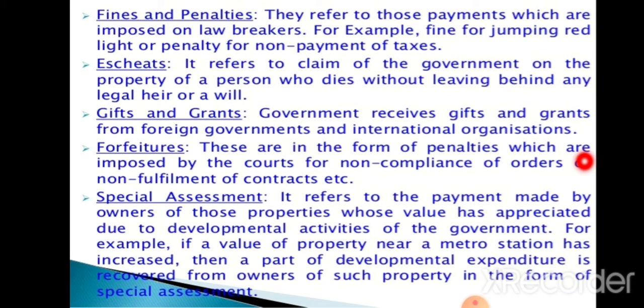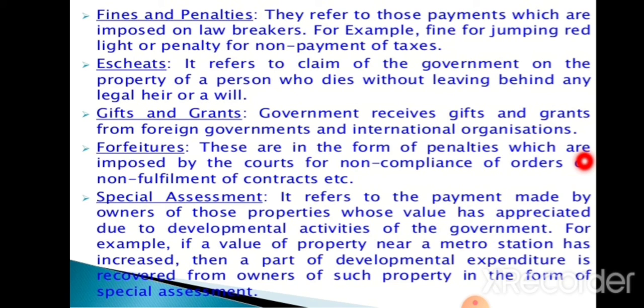Next we have gifts and grants. Government receives financial help from within the country and abroad. This is generally received in times of natural calamities like floods, earthquake, or present example COVID-19. The contribution by us in the Prime Minister Relief Fund is a good example of gifts and grants. Next we have forfeitures. These are in form of penalties which are imposed by the courts for non-compliances of orders or non-fulfillment of contracts, etc.